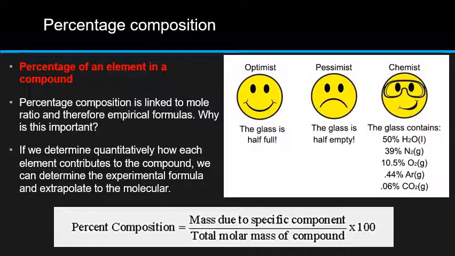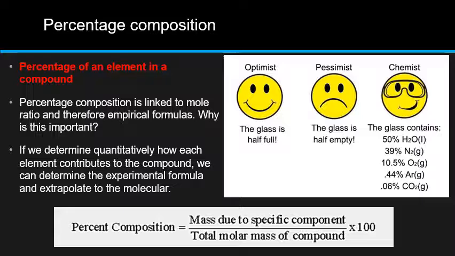Hello, grade 10s. Today we are going to be looking at percentage composition. What is percentage composition? It is a percentage of an element in a compound. We have just looked at empirical formula as well as molecular formulas, and you will see just from the formula at the bottom that we can work out empirical formula from the percentage composition and vice versa. It is linked to the mole ratio and therefore the coefficient in front of a compound within a chemical reaction.